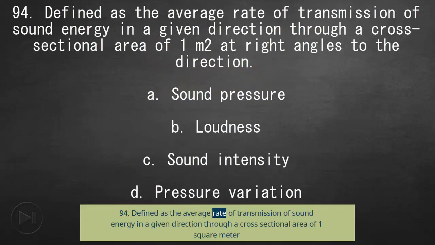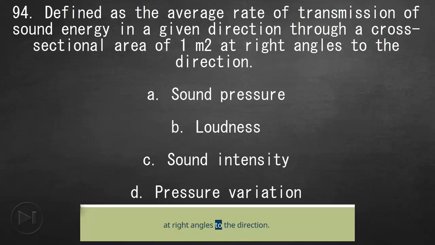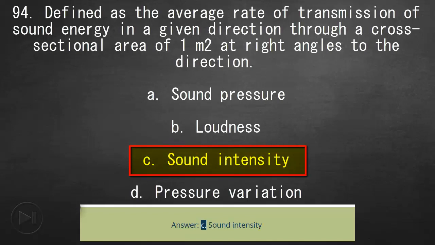94. Defined as the average rate of transmission of sound energy in a given direction through a cross-sectional area of 1 square meter at right angles to the direction. A. Sound pressure, B. Loudness, C. Sound intensity, D. Pressure variation. Answer, C. Sound intensity.